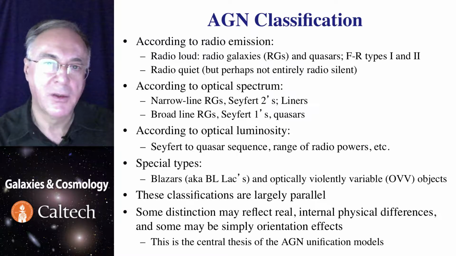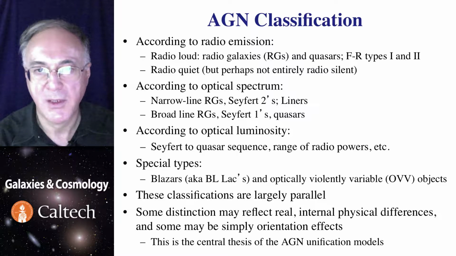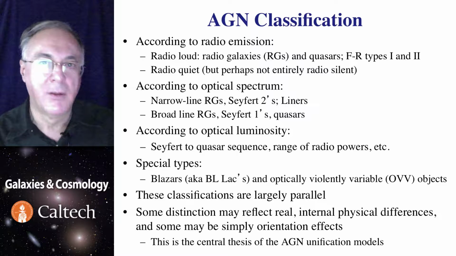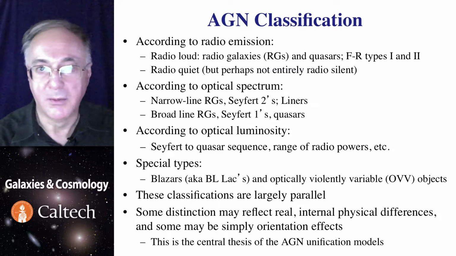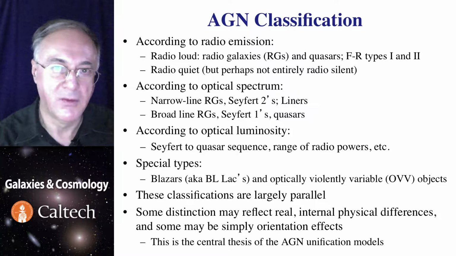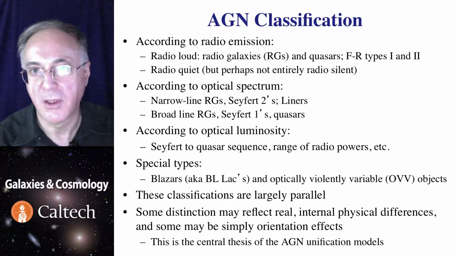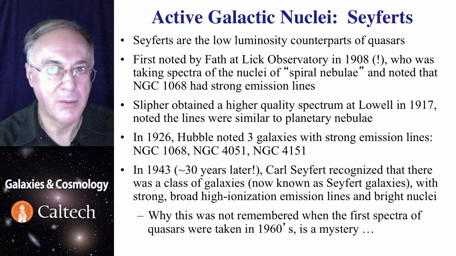There are also special subtypes. For example, there are so-called blazars or BL Lacs, which are radio loud quasars where we're looking right down the relativistic jet, and that causes strong variability. So these classification schemes are all very empirical and largely parallel, and they do reflect some of the intrinsic physical characteristics of these sources, but not necessarily always, and some depend on the orientation from which we're looking at.